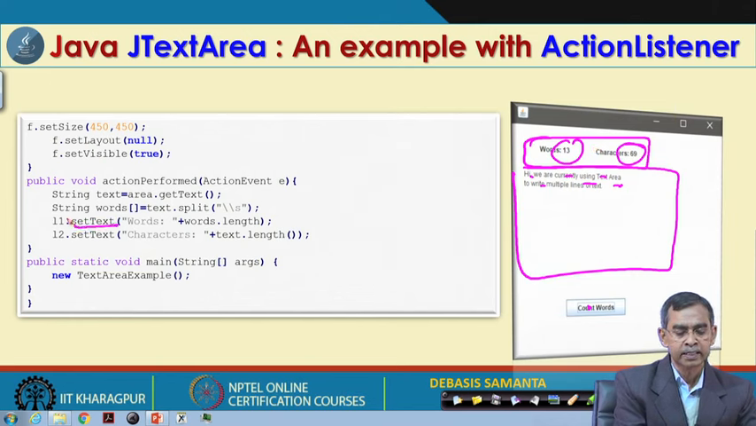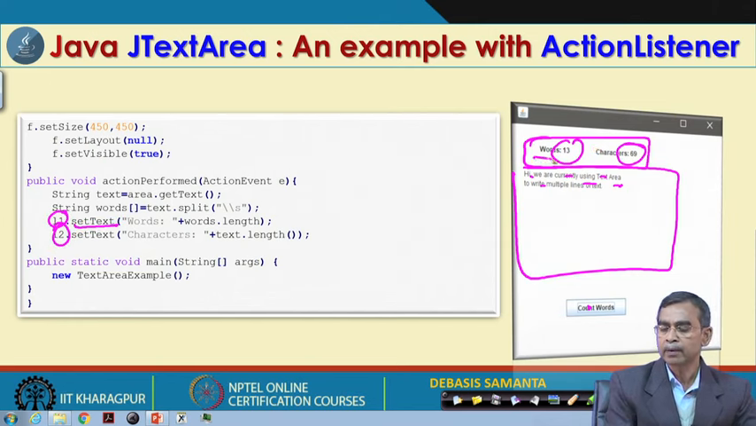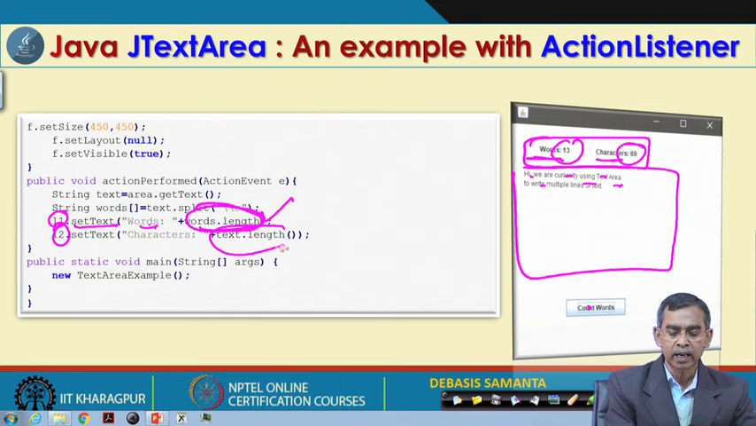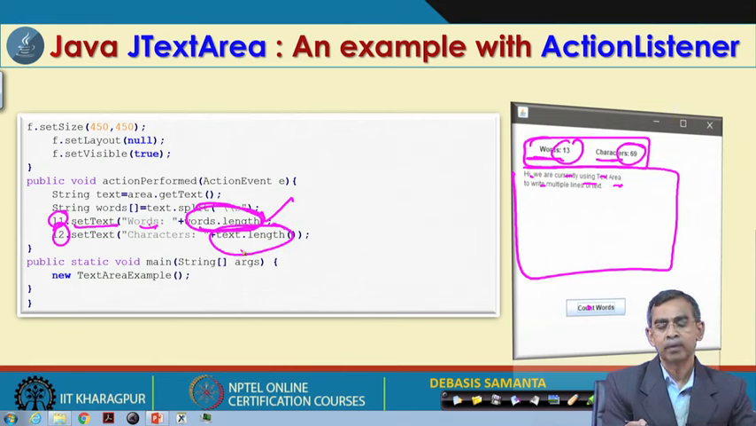So, L1 and L2 are the two labels, and then L1.setText of words, this plus words.length. That means words.length is already defined in Java, by which how many words are there in a text can be calculated. Similarly, text.length is also a method which will return how many characters are there in this text. So, it will display there.